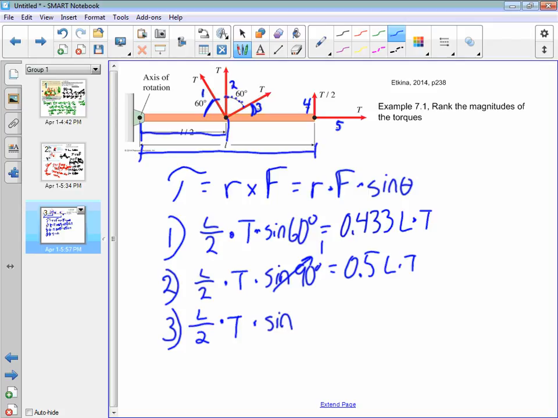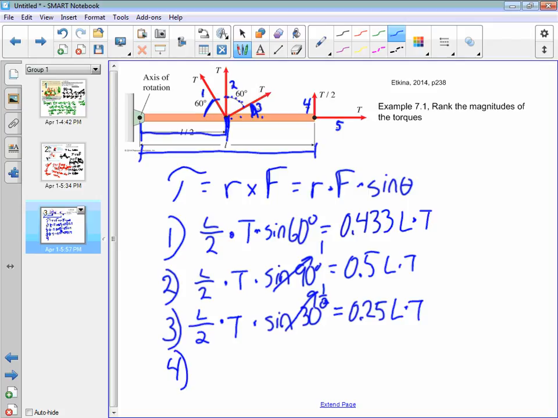So the angle between the lever arm, R, and the force. You say, oh, well, what happens if the lever arm only goes out to here? Still, we would just extend it out to here and still use that. So anywho, that's going to be 30 degrees. Sine of 30 degrees, I know that one off the top of my head. That's 1/2. So 1/2 times, okay, that's going to be 0.25 L times T.